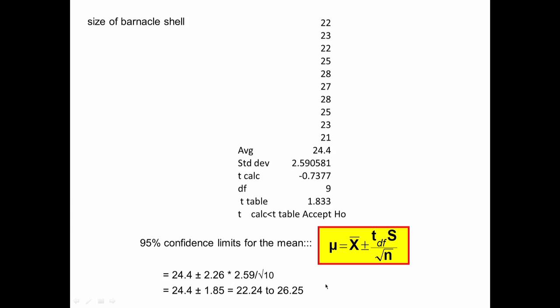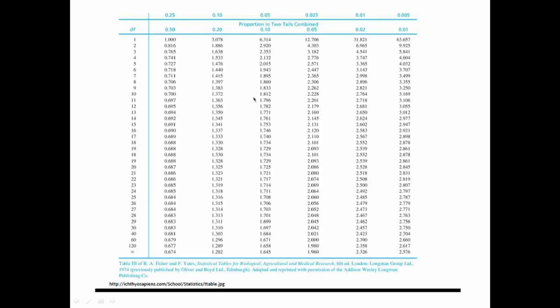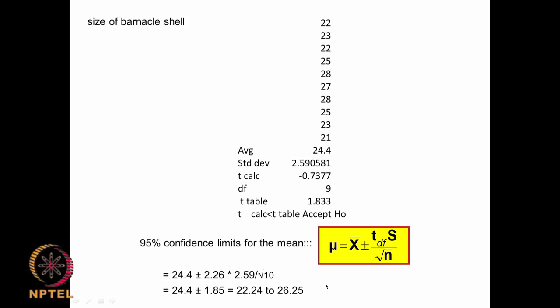Then you can get the t value, and then for 9 degrees of freedom you make use of this particular table, and for a single tail test you use this. So, for 9 degrees of freedom you get 1.833, whereas t calculated is 0.7377. So, obviously, we have no reason for rejecting the null hypothesis. I also showed you how to calculate it with the GraphPad software.